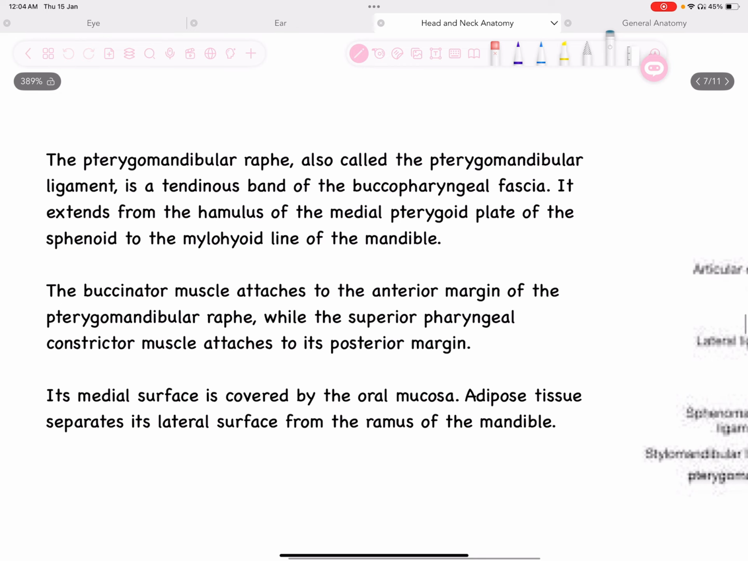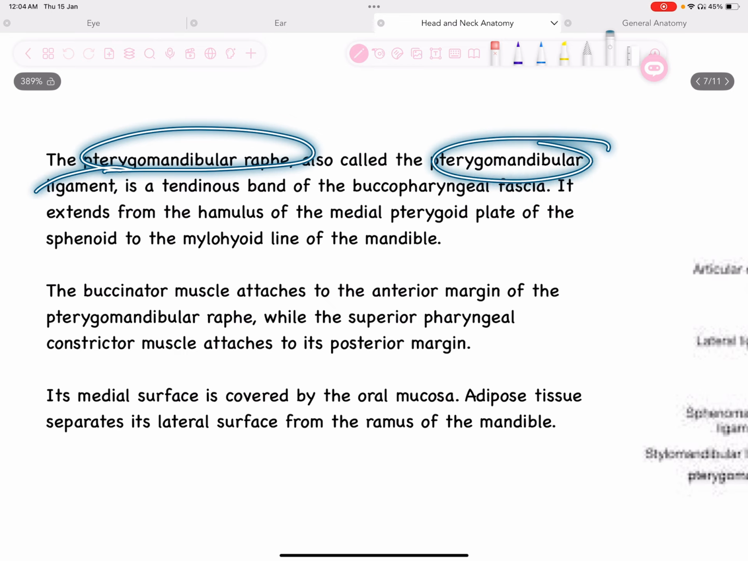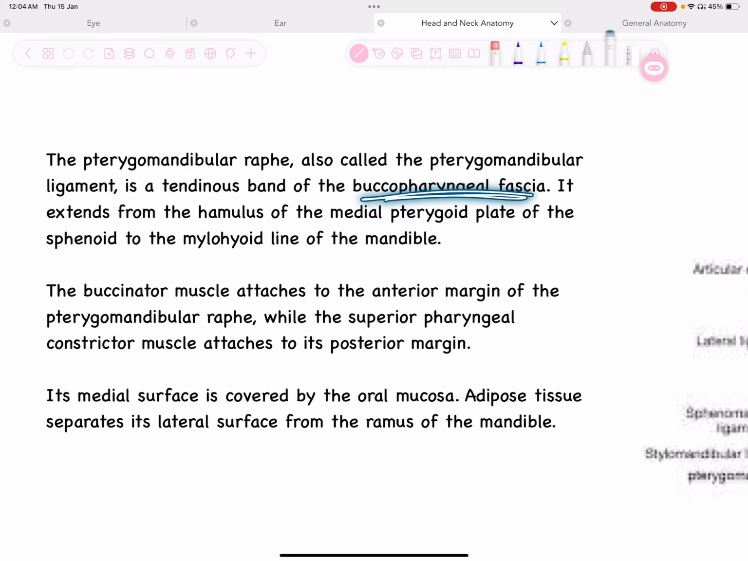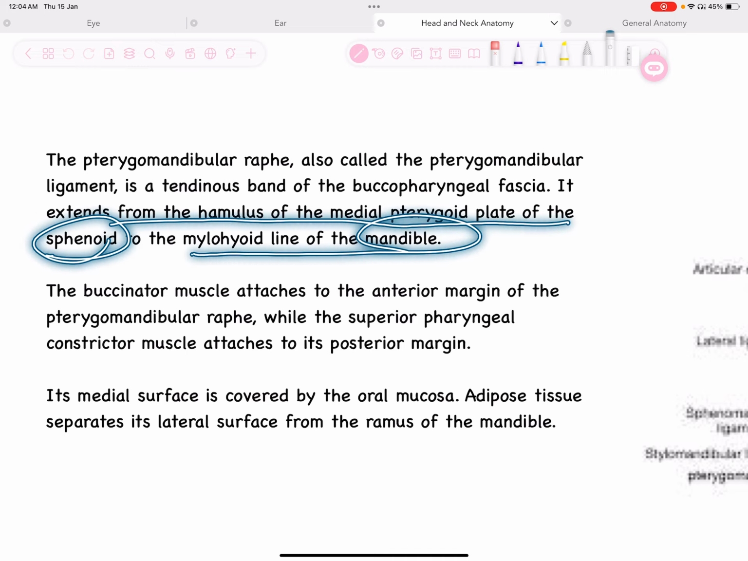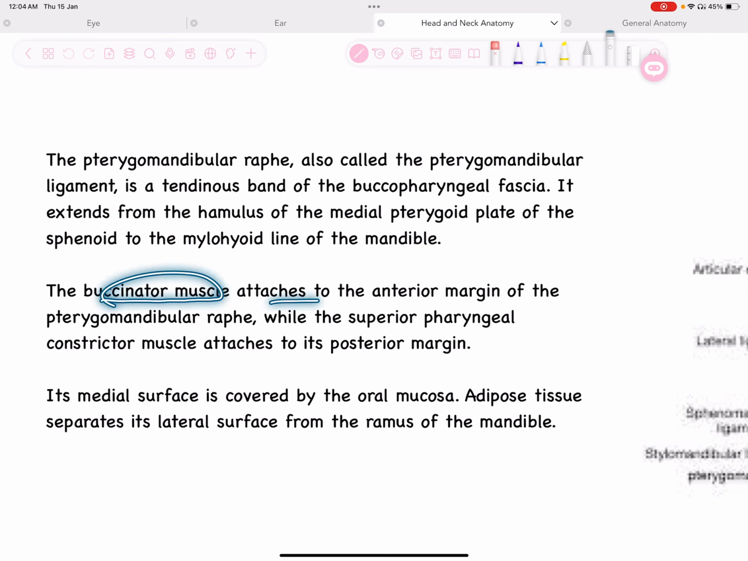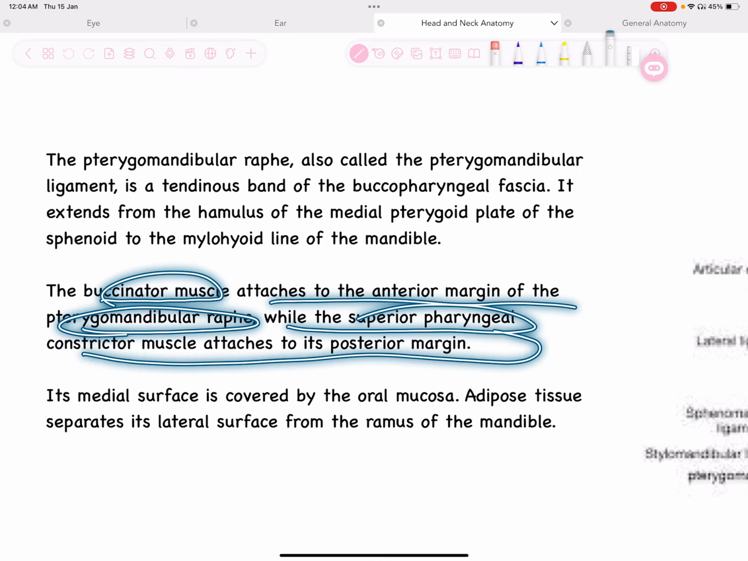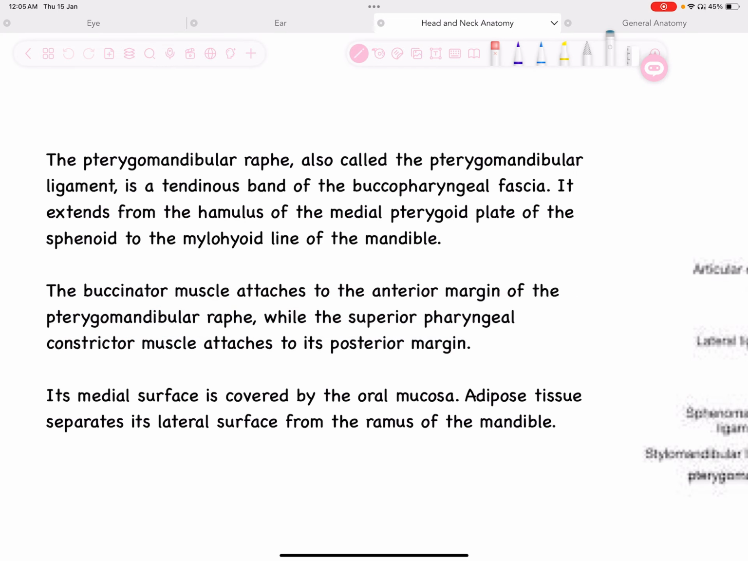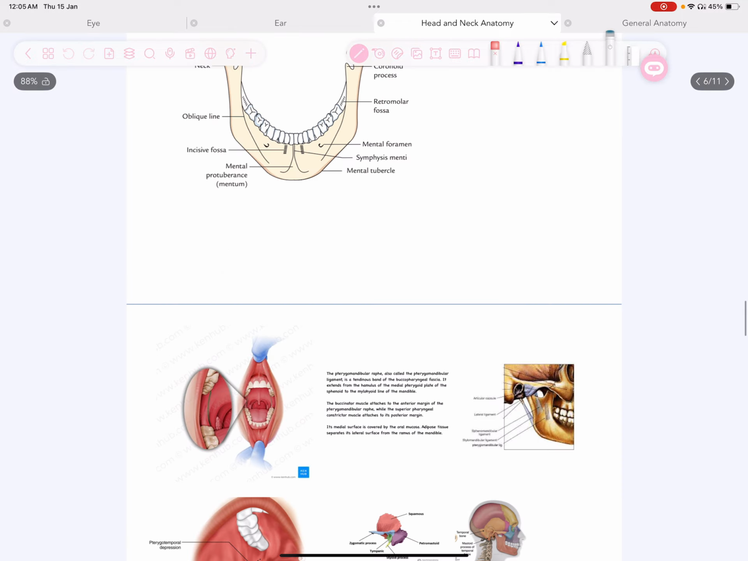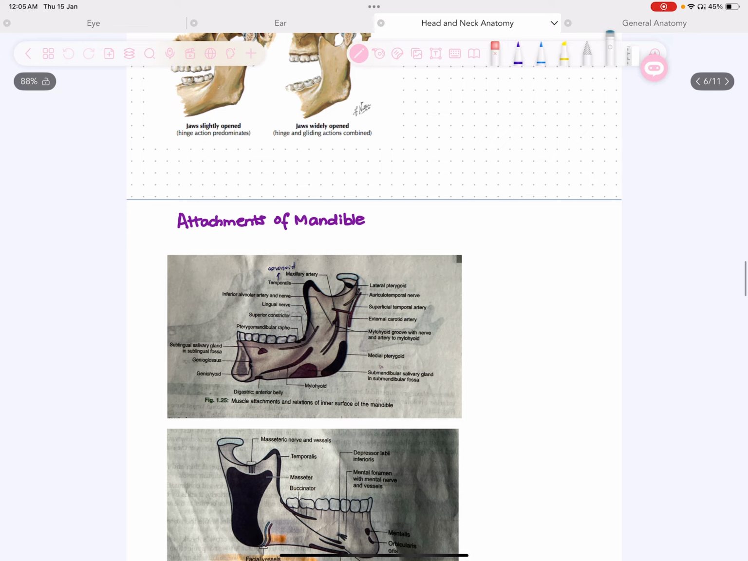It's a tendon. The pterygomandibular raphe, also called the pterygomandibular ligament, is a tendinous band of buccopharyngeal fascia, one of the deep cervical fascias. It extends from the hamulus of the medial pterygoid plate of the sphenoid to the mylohyoid line of the mandible. The buccinator muscle attaches to the anterior margin of the raphe, while the superior constrictor muscle attaches to the posterior margin. Its medial surface is covered by oral mucosa because it opens inside, and adipose tissue separates its lateral surface from the ramus of the mandible.